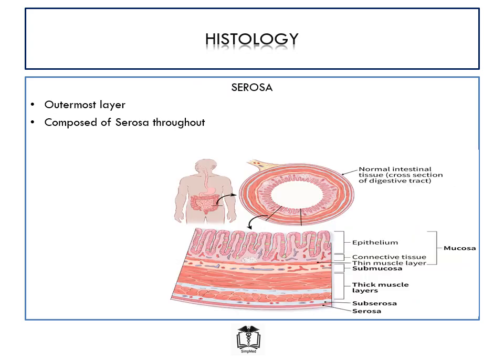The last layer of the small intestine is the serosa. It's the outermost layer composed largely of mesothelial tissue, which is majorly simple squamous epithelium that lines it.